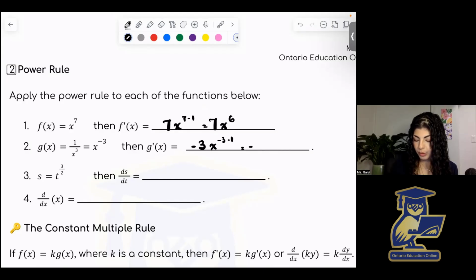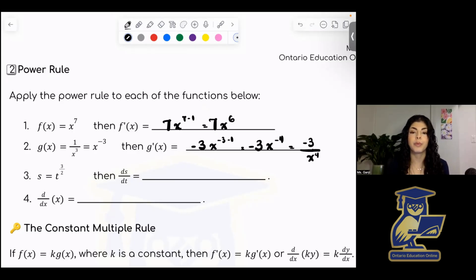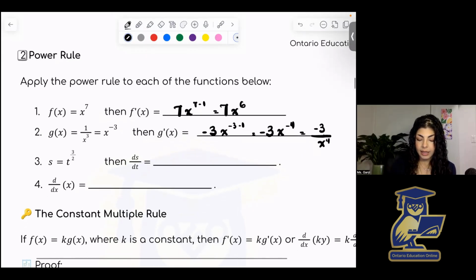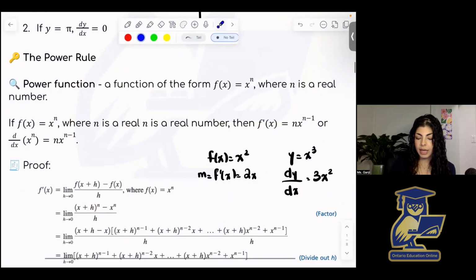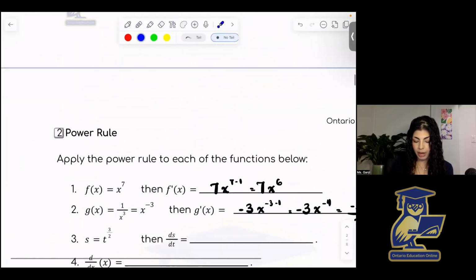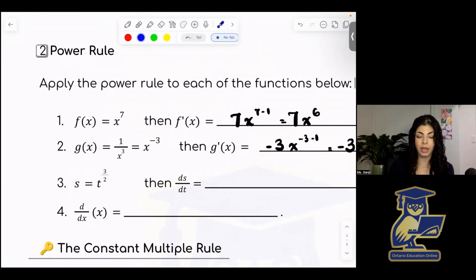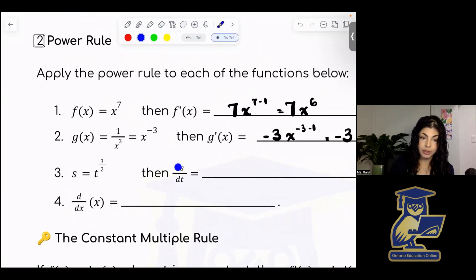And this is now equal to negative 3x to the power of negative 4, or negative 3 x to the power of 4. And from our definition above, n is any real number. So I can even do it when I have a power of a power that's a fraction. Now, notice this different notation here because I have s is equal to t, so my input variable is t, my output variable is s, so ds by dt, and again, the exponent becomes the coefficient.